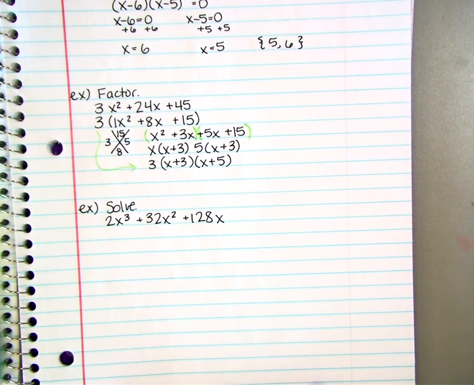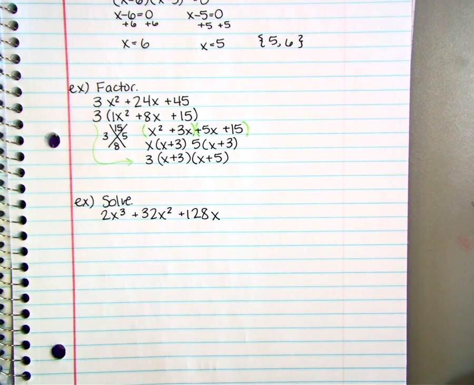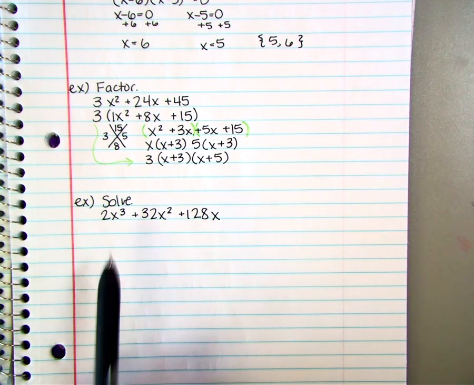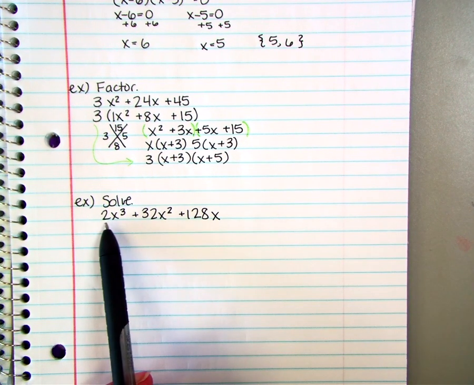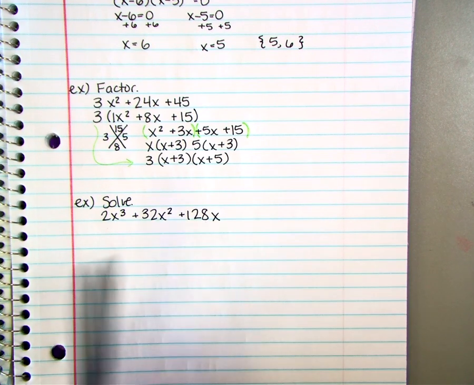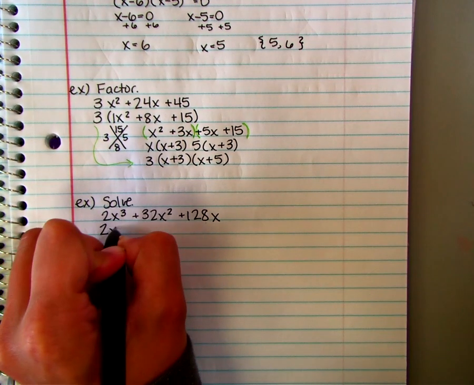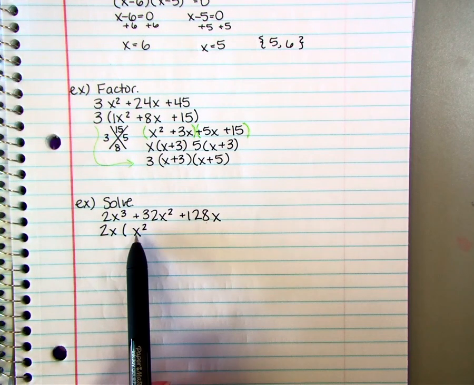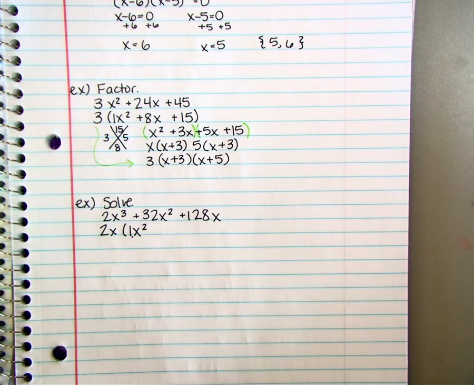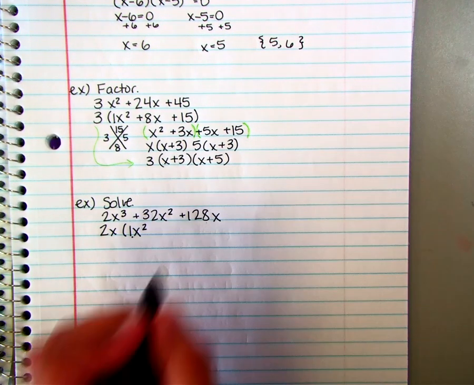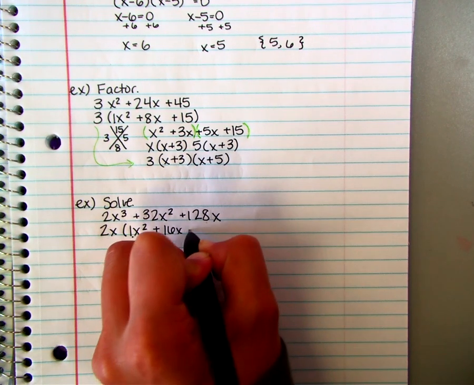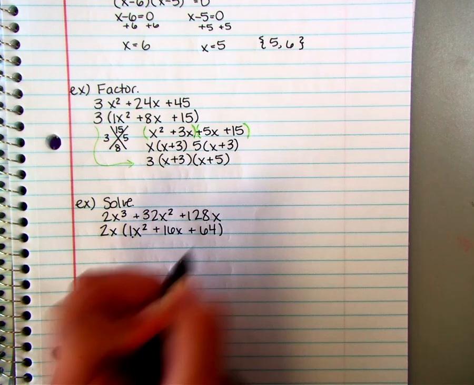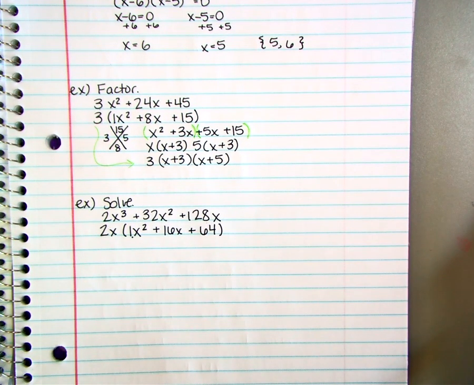but we do know that if we take out a GCF, maybe that'll help us out. So we're looking if there's a GCF. Well, there's a GCF of 2 and x, so we're going to take out a 2x. That takes care of my leading term, so now my leading coefficient is 1, which is good. And it looks like all the other ones that we've been working on so far.